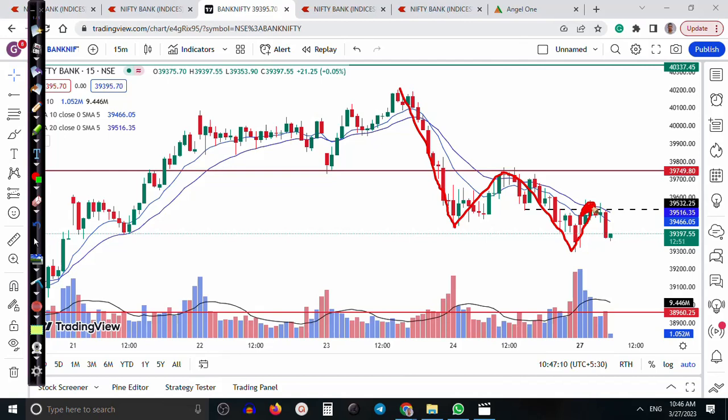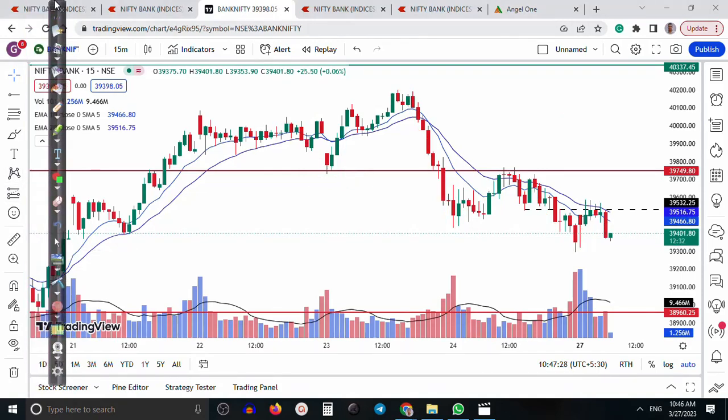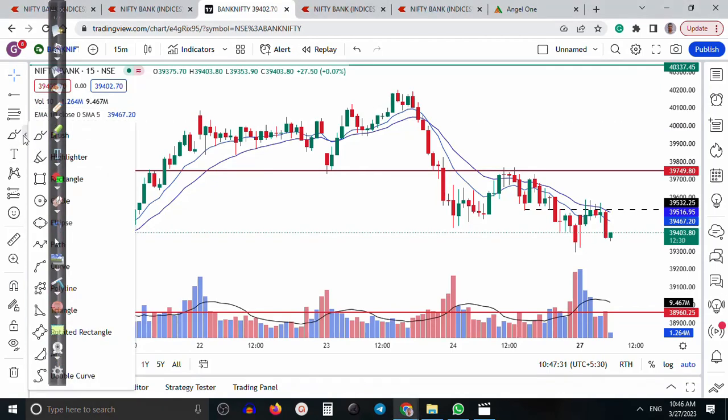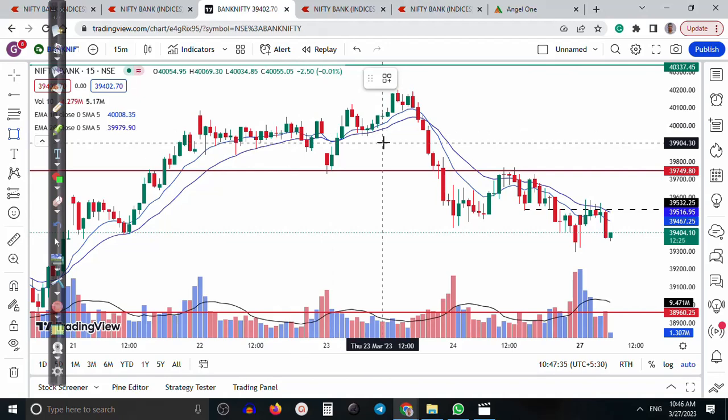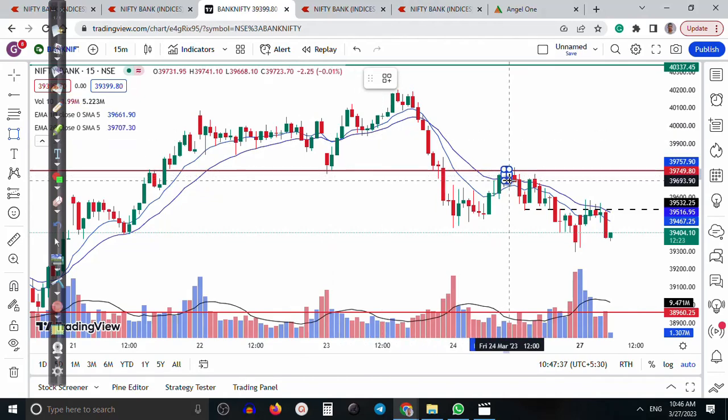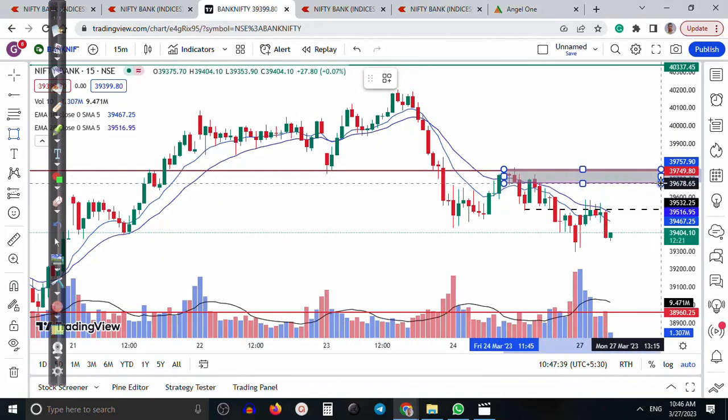So we have to find some demand and supply zones. If price is running in a downtrend, we have to find out the supply zone. In that area, we'll look at the price action on a small time frame. Let me show you some supply zones. Right now price is running a downtrend, so the supply zone is somewhere here in this area.